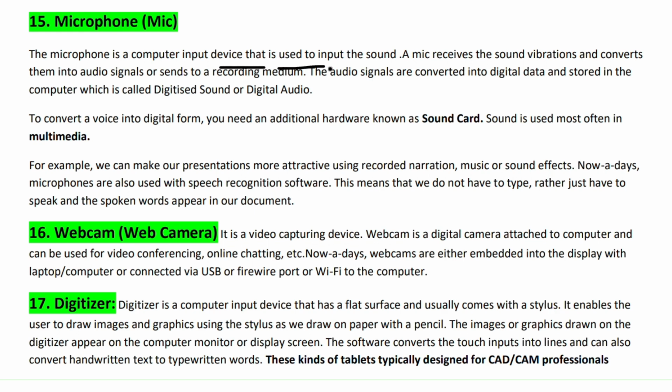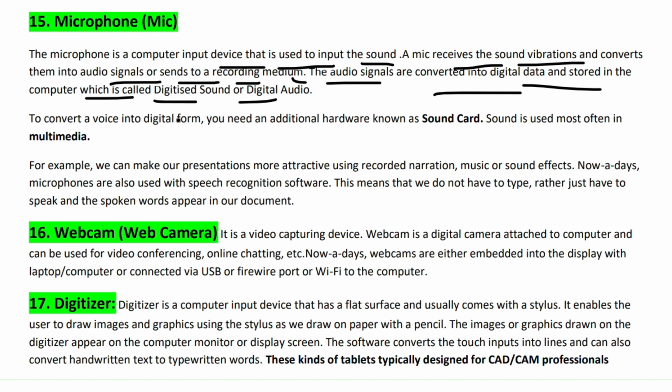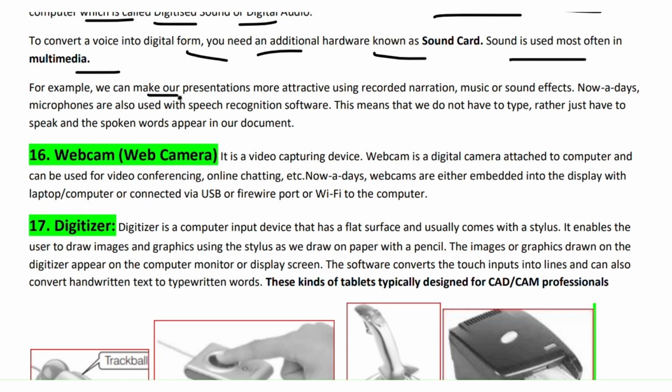Microphone. The microphone is a computer input device that is used to input sound. A mic receives the sound vibrations and converts them into audio signals or sends them to a recording medium. The audio signals are converted into digital data and stored in the computer, which is called digital sound or digital audio. To convert a voice into digital form, you need an additional hardware known as a sound card. Sound is used most often in multimedia. For example, we can make our presentation more attractive using recorded narrations, music or sound effects.